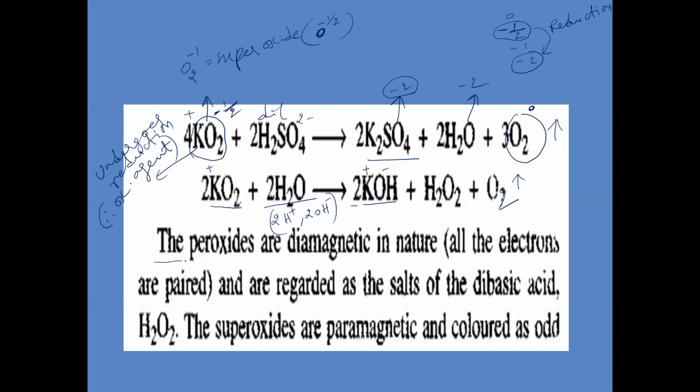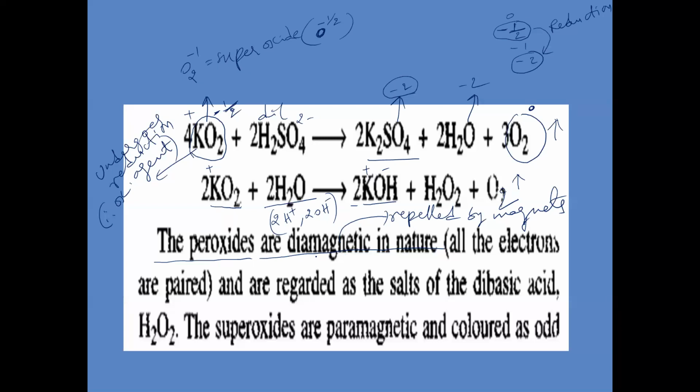Next one. The peroxides are diamagnetic in nature. Diamagnetic in nature means repelled by magnets. If any substance is repelled by magnets, that is called diamagnetic. If any substance is weakly attracted by a magnet, it is called paramagnetic. Paramagnetic substance and diamagnetic substance. Diamagnetic substance means it will be repelled by magnets.